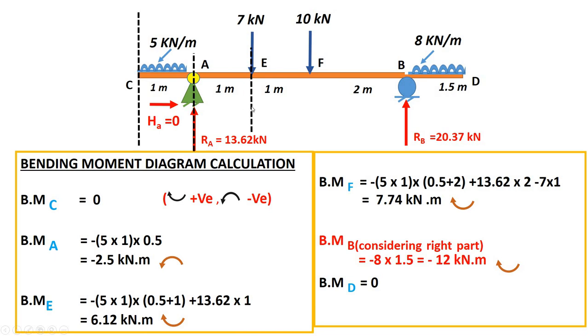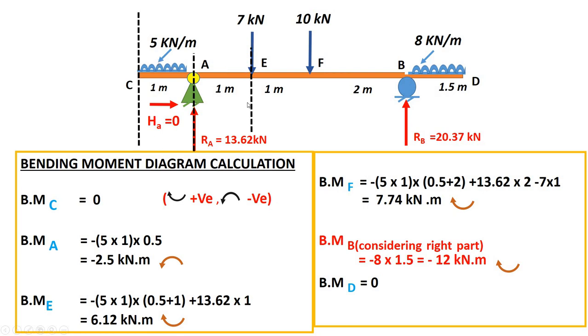Now bending moment at E. Now we have to take moment of all these forces whichever is there in the left part about E point, right? So starting with the 5 kilonewton, 5 into 1, that is total load. And what about the perpendicular distance from E point? 0.5 plus 1, right? And what about the nature of moment? Anti-clockwise. And moment of this reaction about E point, that is 13.62 into 1, and it is clockwise, right?